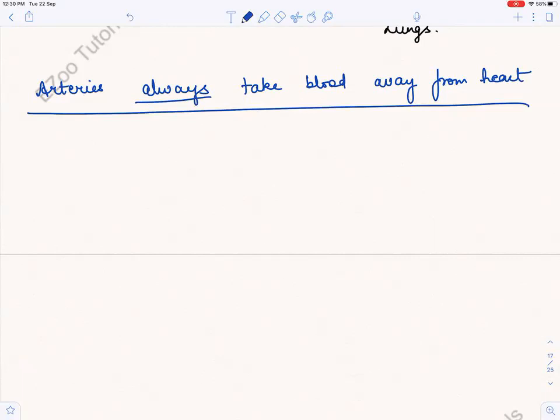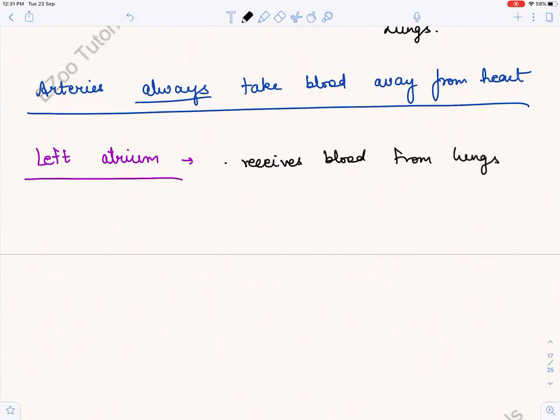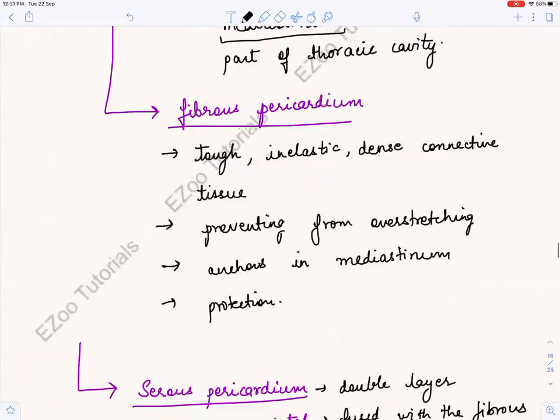Okay, that is done. What else is left? Wait, wrong color. Now we have to do the left side, so we'll do the left atrium. So bring the left atrium to mind. What is there in the left atrium? It is around 2 to 3 millimeters thick. And it receives blood from where? The left atrium receives blood from the lungs through 4 pulmonary veins. Let's have a look at those 4 pulmonary veins that we drew.